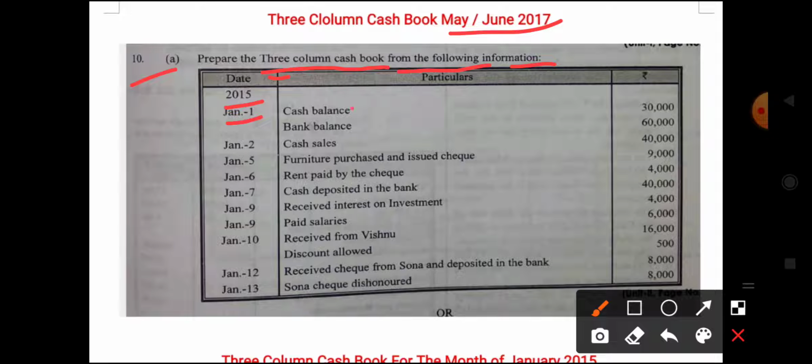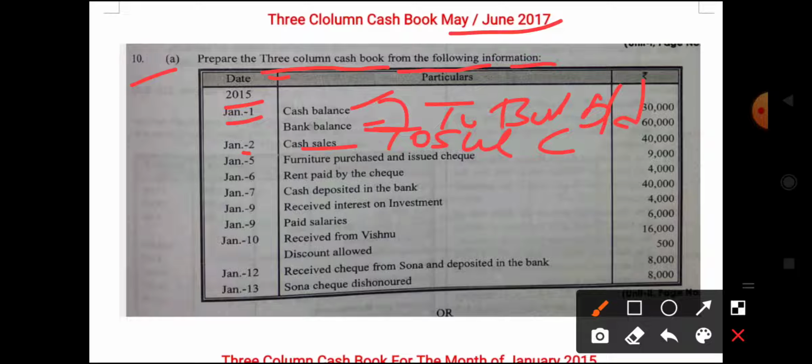So cash balance, bank balance, these two are opening balances. We will write to balance brought down. Okay, 30,000 and 60,000. Cash sales are there, so for that you write to sales, amount will be in cash column.